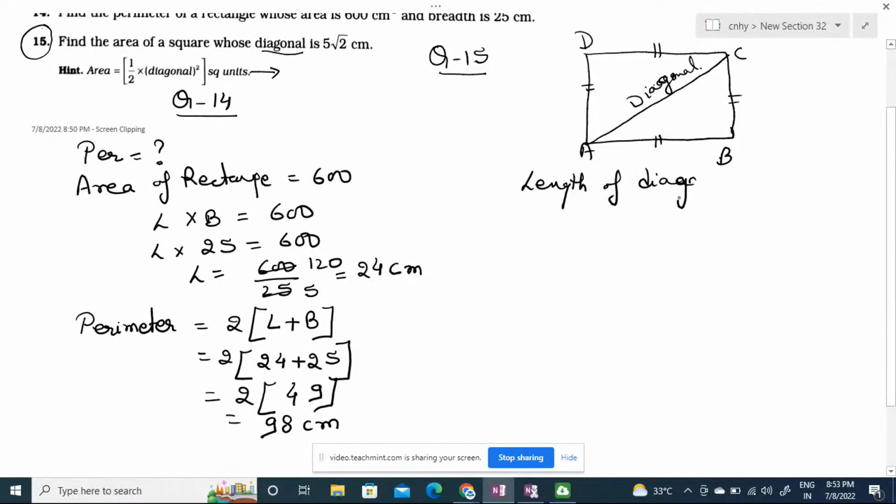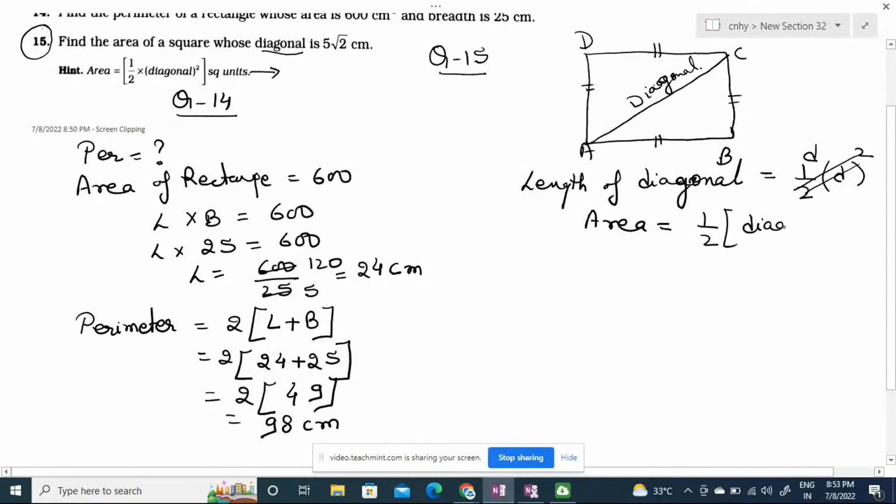just remember this formula. There's a derivation also, but we are skipping it. For the length of diagonal, let it be D, the area is related with diagonal as half of diagonal square. So now, area is half of diagonal square. Now diagonal is given as 5 under root 2.